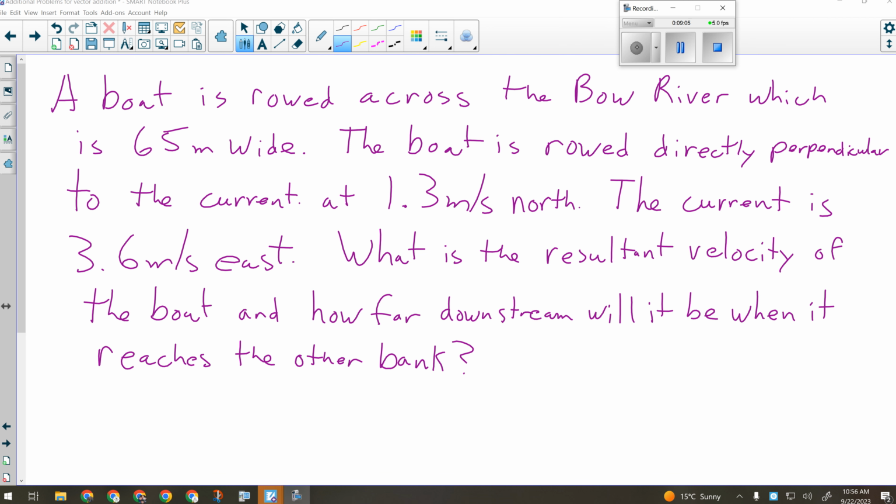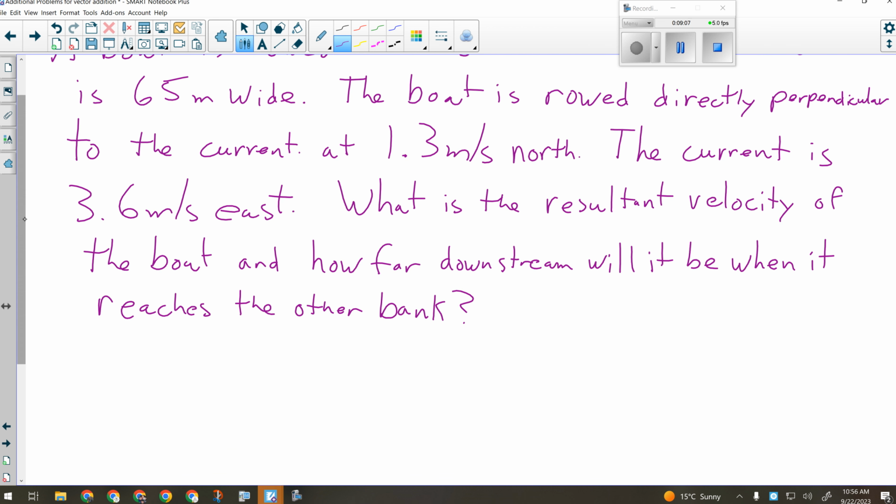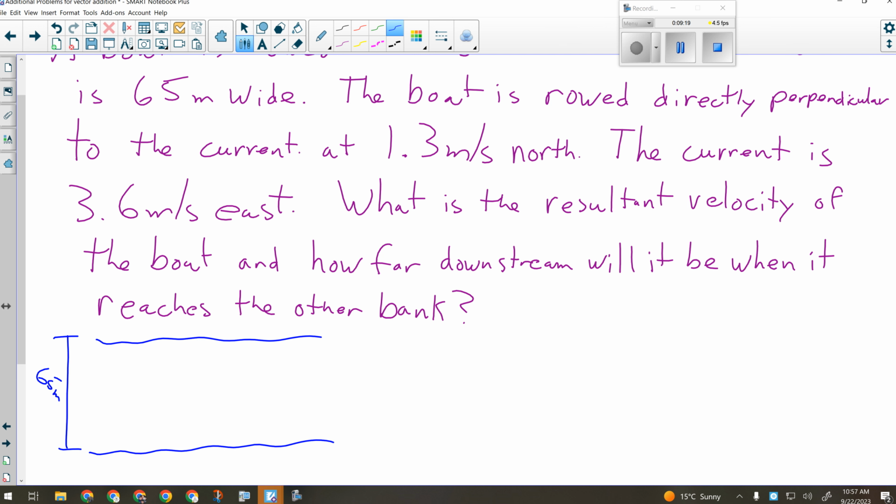So our diagram for this one, okay, we know that the river is 65 meters wide. So the first thing we want to do is kind of draw a mini diagram of the river here. We know that it is 65 meters wide, at least at that point. We know that the current is going downstream at 3.6 meters per second east, and that the rowing speed is 1.3 meters per second north. Right, so that means then that our resultant velocity is this line right here.